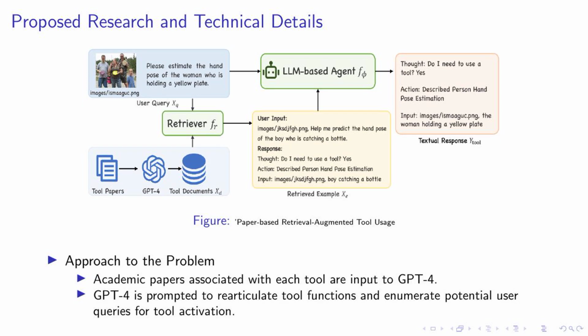On this slide, we delve into our unique approach to the problem at hand. We leverage the wealth of knowledge contained in academic papers associated with each tool. These papers are fed into GPT-4, a powerful language model. GPT-4 is then prompted to rearticulate the functions of these tools and generate potential user queries for tool activation. This innovative method allows us to cover a wide range of application scenarios and effectively instruct tool usage. The figure you see here illustrates our paper-based retrieval-augmented tool usage. This approach not only enhances the accuracy of tool usage, but also broadens the scope of potential applications.